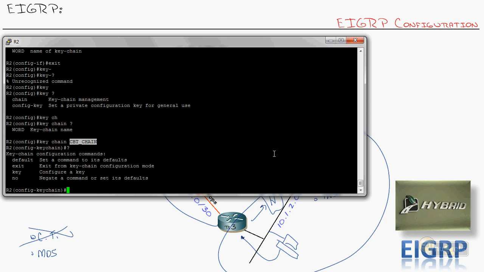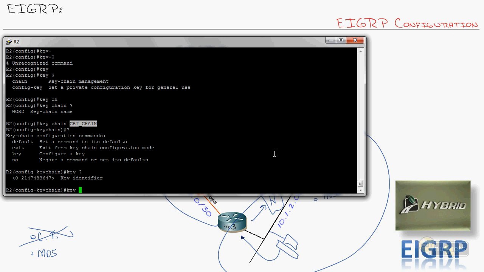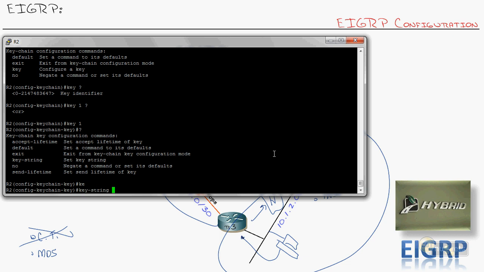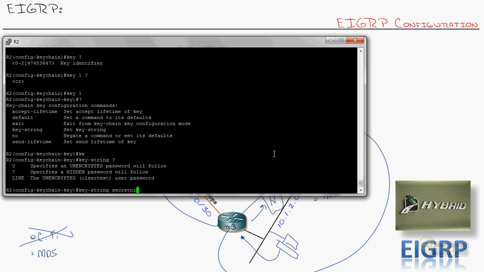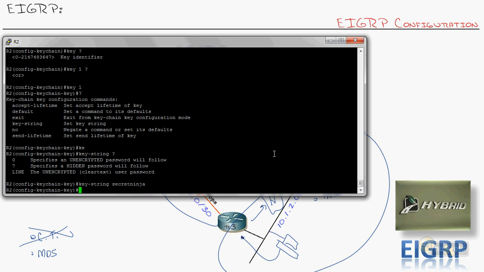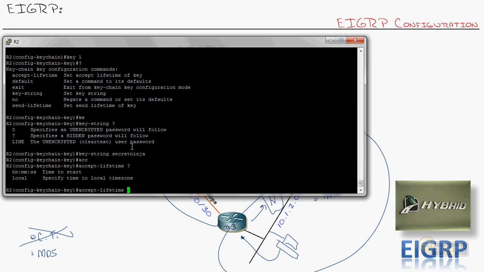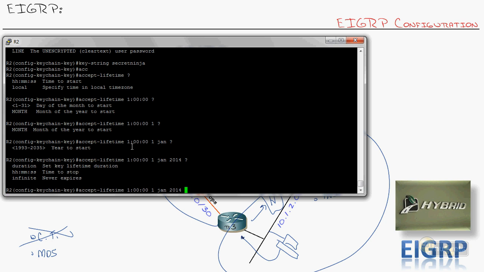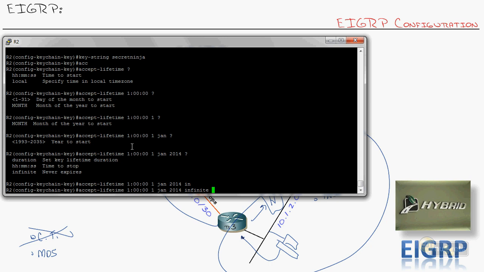So then we come into here. There's not much to this mode other than we type in our keys. Let's just go key number 1, with the key-string of secret ninja. That'll be our password. Now the robustness comes in that I can start setting up accept lifetimes and send lifetimes. I can say I'm going to accept this from 1 o'clock in the morning on 1 January 2014, and it's an eternal key, so I'll accept this eternally, or I can say this is the time I stop accepting.